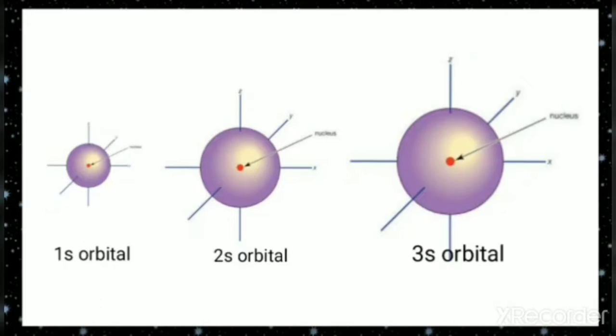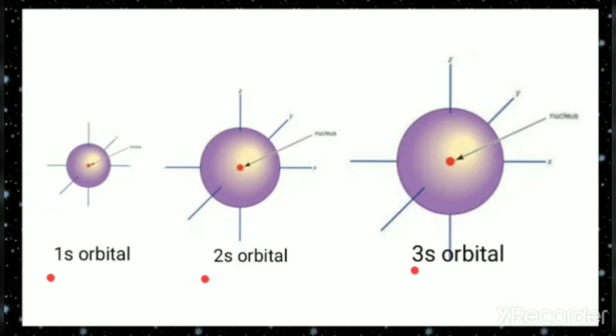1s orbital represents the s orbital in the first energy level, that is 1. 2s represents the s orbital in the second energy level, and 3s orbital represents the s orbital in the third energy level. So here the numbers 1, 2, 3 represent the energy level, that means the orbits, and the s represents the orbital. So 1s is the spherical orbital in the first energy level, 2s is the spherical orbital in the second energy level, and 3s is the spherical orbital in the third energy level.